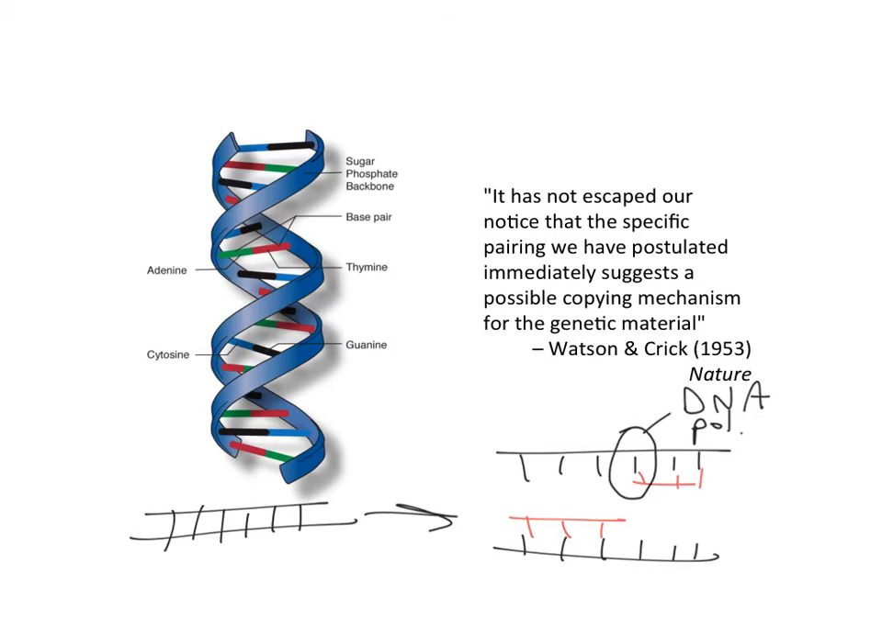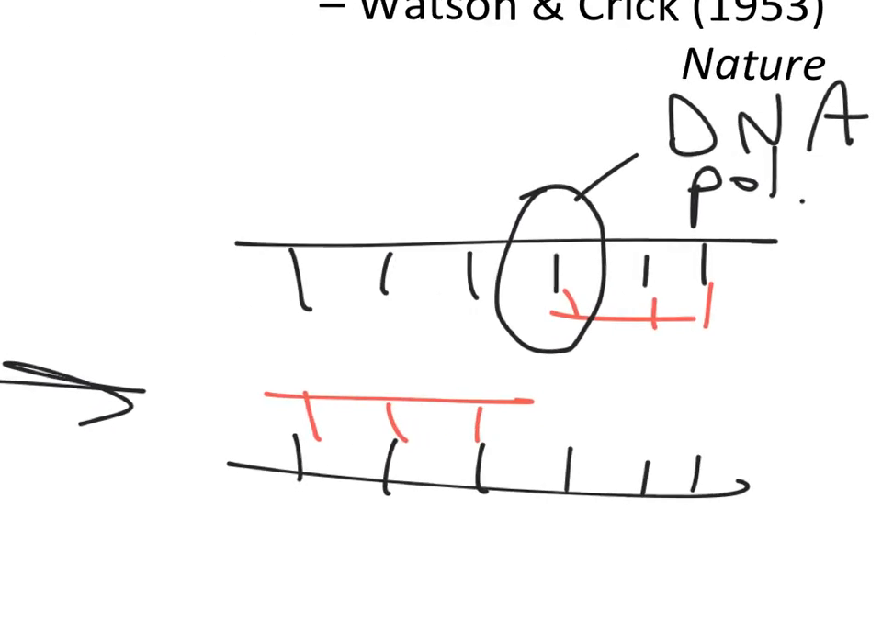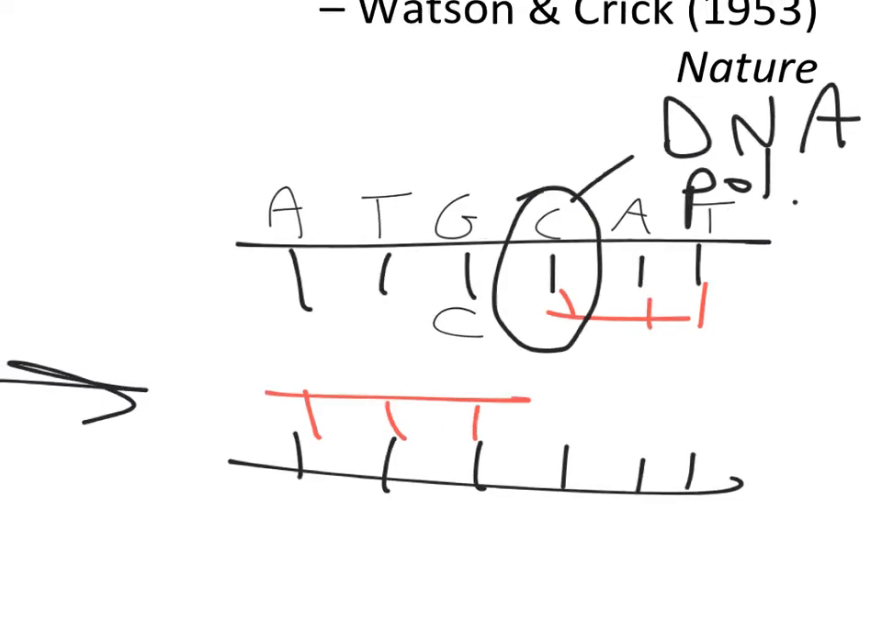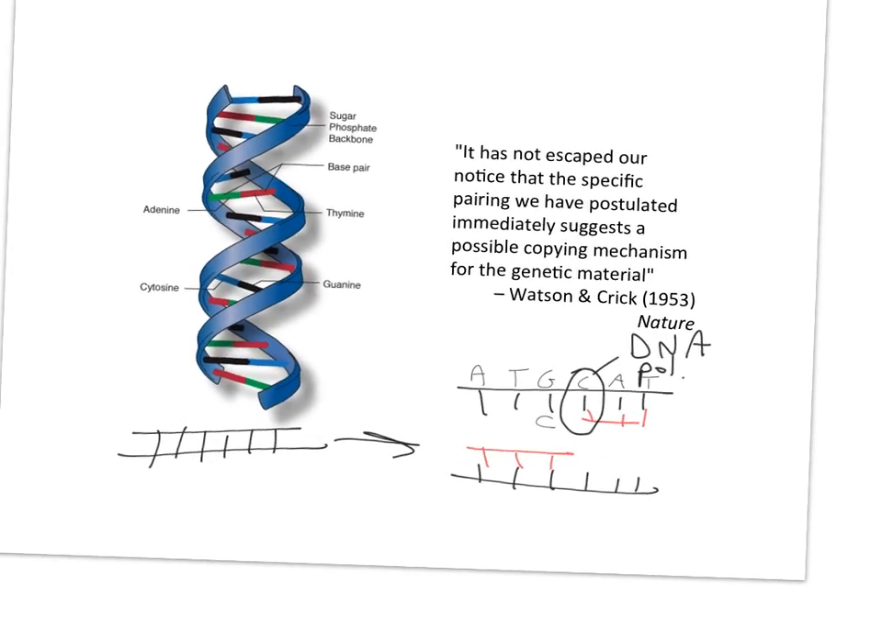And how does it know? So let me draw in some base pairs here. Just a random sequence. How does DNA polymerase, sitting right here, know what nucleotide to add next? Right here. What's it going to put in there? A C, because that pairs with G. That's what Watson and Crick meant.